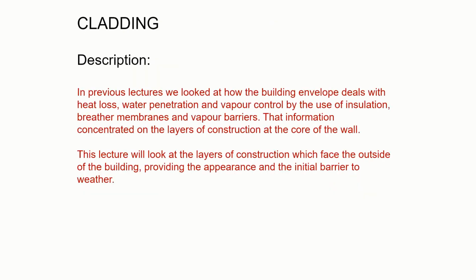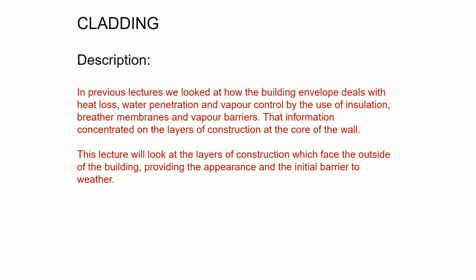So from previous lectures we looked at the building envelope from a technical point of view, from how it handles heat loss or water penetration or the control of vapor within the building, and all the various layers that were required to do that. The thing that we missed off from those lectures was the thing that gives the building its appearance. So this is the outward face of the building we're going to look at today, which for the purposes of this we'll call it cladding, because it's a timber frame that's doing all the structural load.